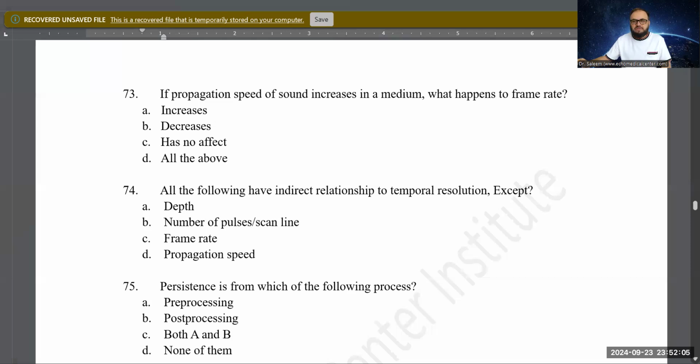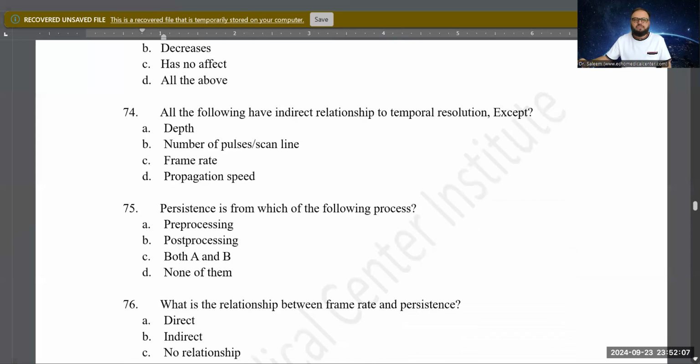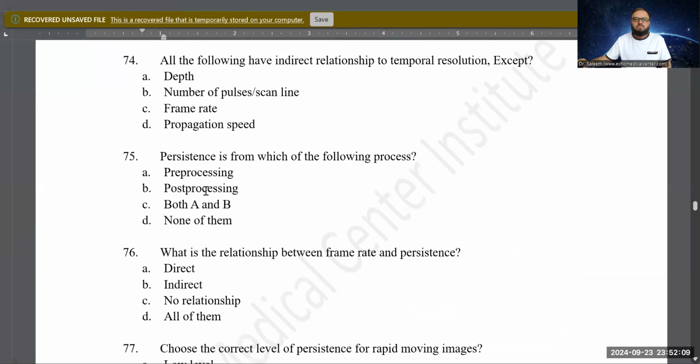Okay, next. It is asking, persistence is from which of the following processes? Like when we click the persistence button, correct? When they average the frames. So what do you think? Is it pre-process or post-process? Or both? What do you think? Exactly. It has to be pre-processing. The correct answer is pre-processing.